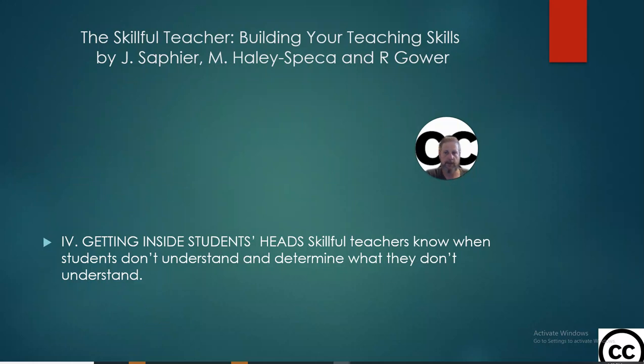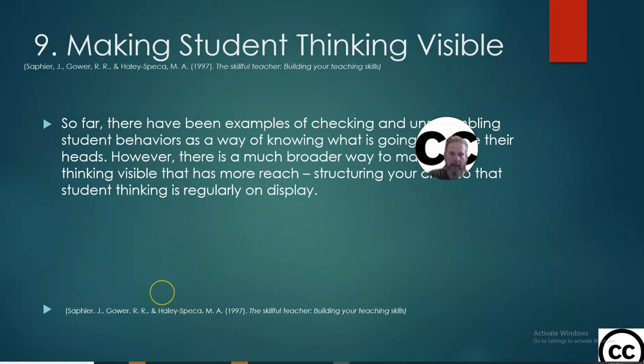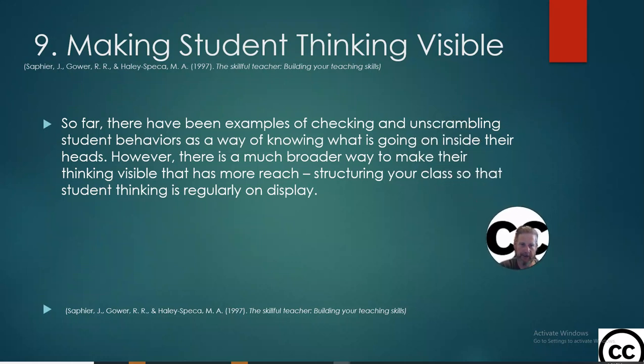So I want to explore some of the strategies here. One in particular, I don't have time to go through all of them, but this one really is about the behaviors and what we pick up and making the student thinking visible, as they put it. So far, there have been examples of checking and unscrambling student behaviors as a way of knowing what is going on inside their heads. However, there is a much broader way to make their thinking visible. So making it visible, structuring your class so that student thinking is regularly on display.